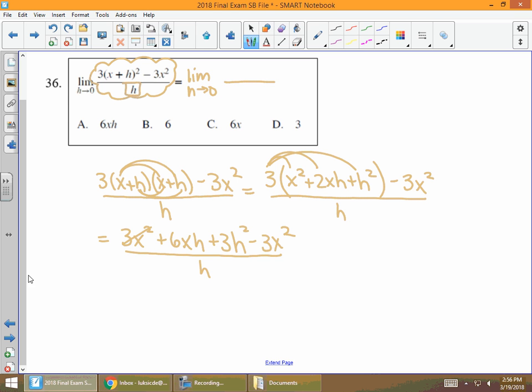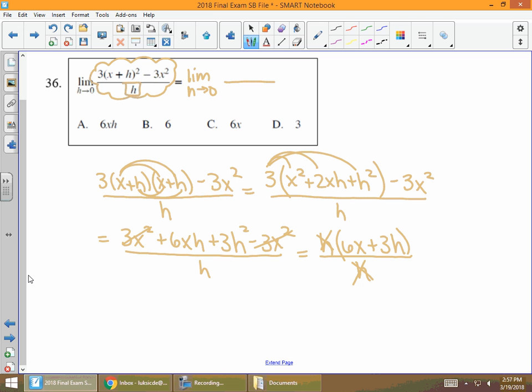And my x squareds cancel. My 3x squareds, I have one positive and one negative. And I have h's on top and an h in the denominator that I can cancel. I'm going to factor before I do that, just to make sure I take it by both places.